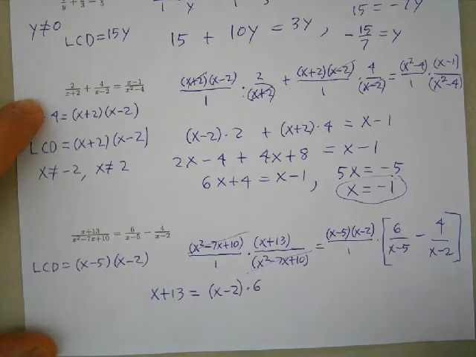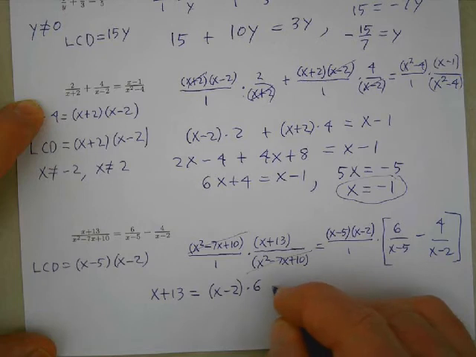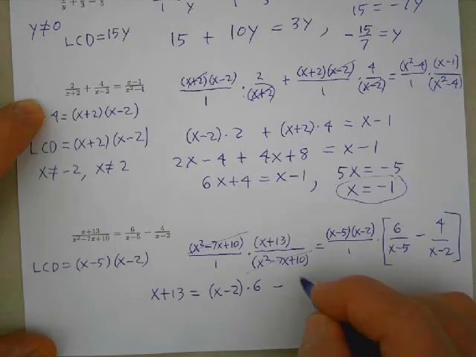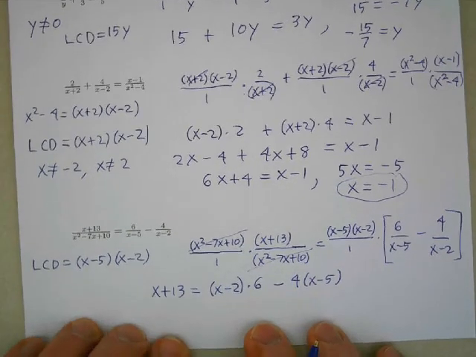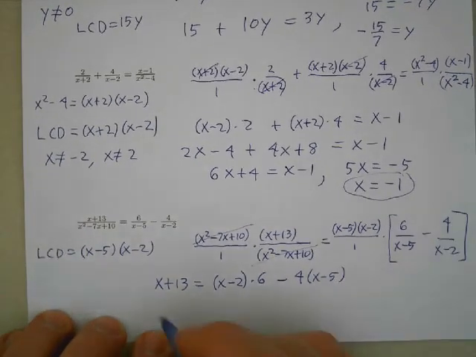And then in the next product, we have to multiply x minus 5 times x minus 2, in effect, by negative 4 over x minus 2. The x minus 2 factors cancel. So here, make sure that you subtract the entire product, 4 times x minus 5. And now we'll just do some algebra and arithmetic.